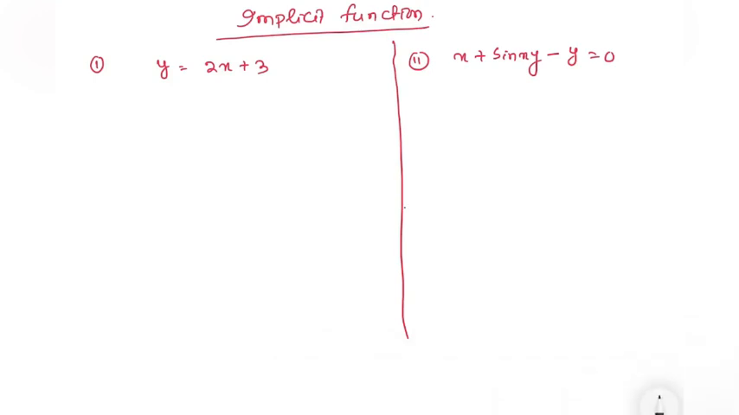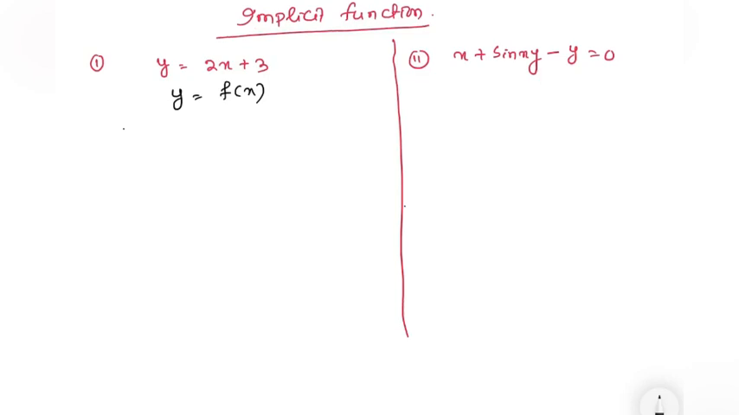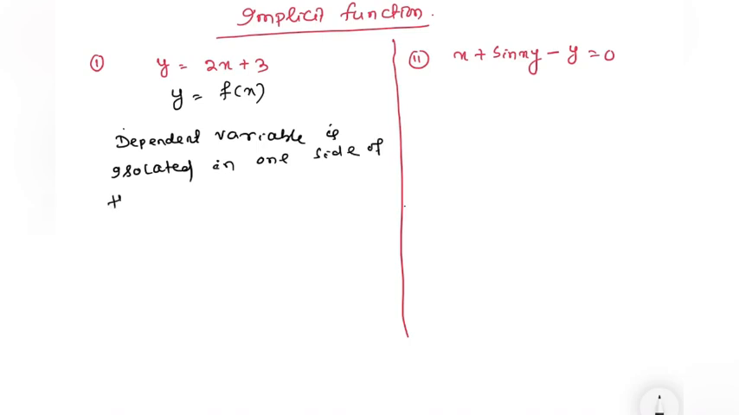In the first case you see it is expressed as y is equal to f of x. Here x is independent and y is dependent on x. So here y is isolated on one side of the equation. Here the dependent variable is isolated on one side of the equation.